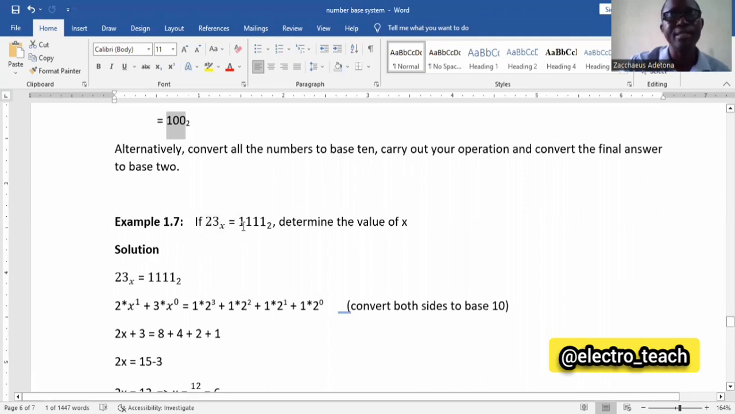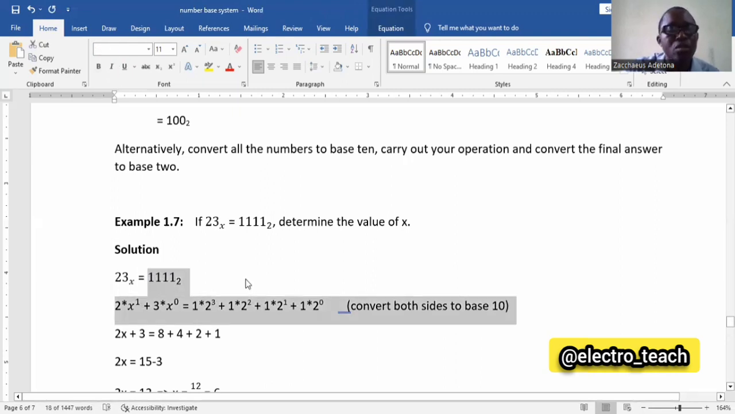If 23 base x is 1111 base 2, determine the value of x. So the question wants us to know which base this 23 was that is equivalent to 1111 base 2. So for the solution, what we do here is to convert both sides to base 10. 23 base x equals 1111 base 2. So you convert this side to base 10, you convert the other side to base 10, and equate the two of them together. This is a process using their place value.